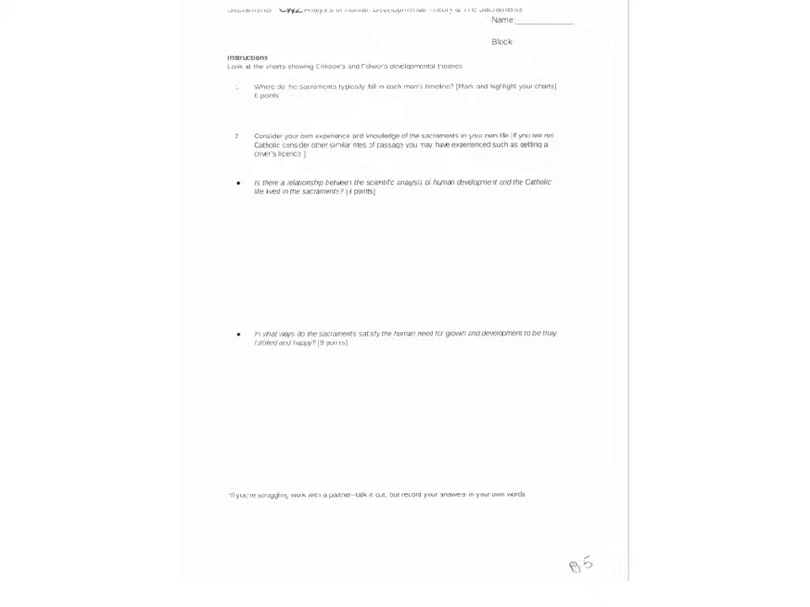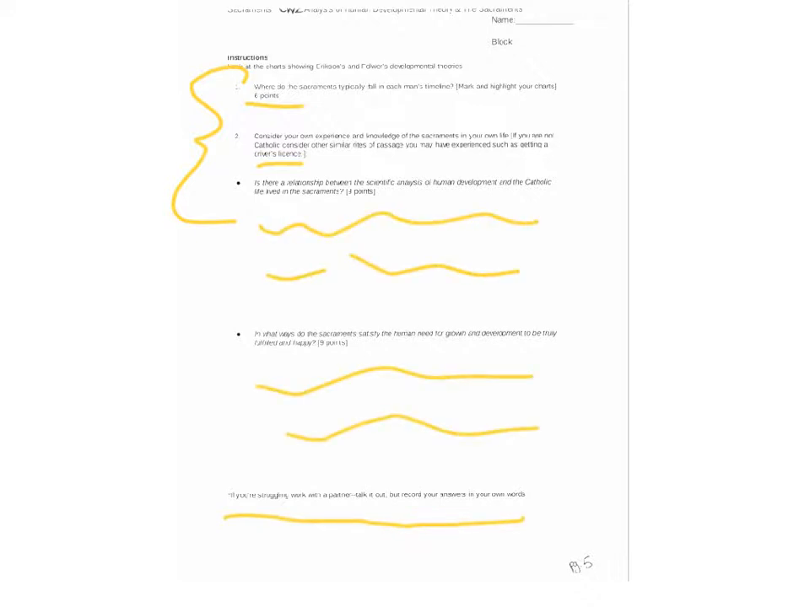Okay, this is what the handout looks like. You can see that these are the questions you're supposed to be answering. The point values are here. And it says you can work with a partner. So you'll write your answers here and turn it in. This is the handout. And now let me show you the charts I was referring to.